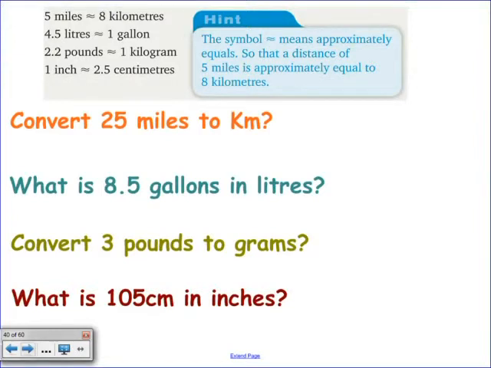But they could quite easily say, convert 25 miles into kilometres, convert 8.5 gallons into litres, convert 3 pounds to grams, and convert 105 centimetres into inches. Easy peasy one. Talk me through the first one then. Convert 25 miles to kilometres.